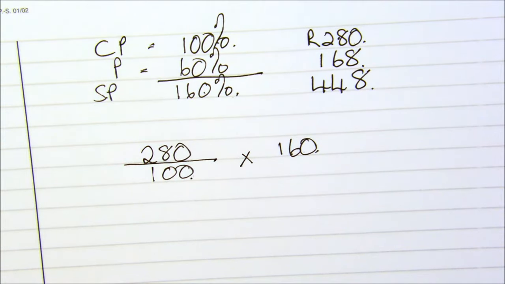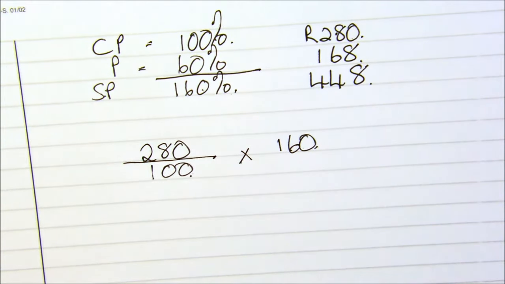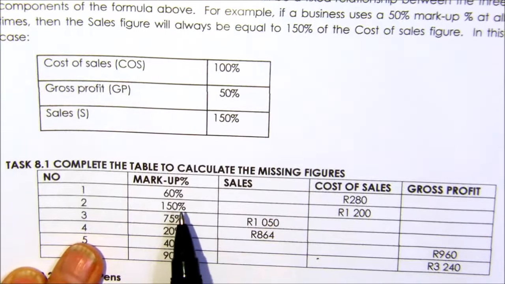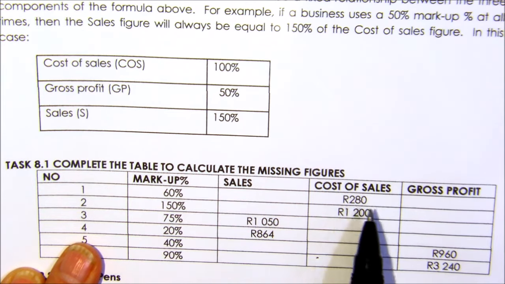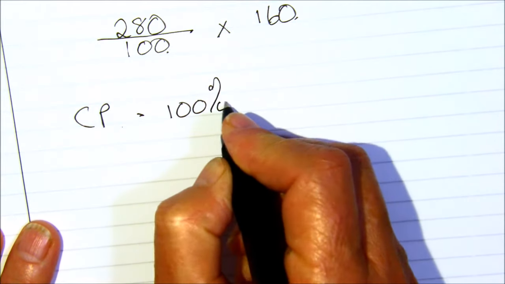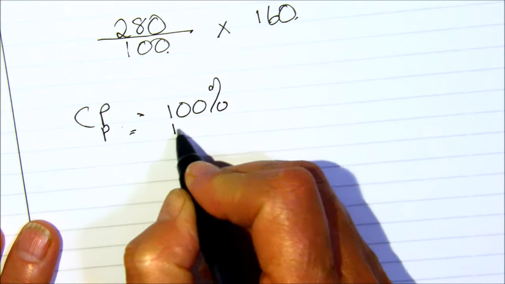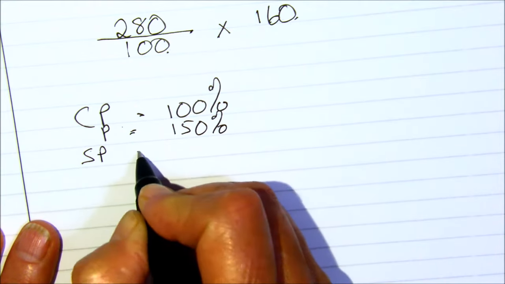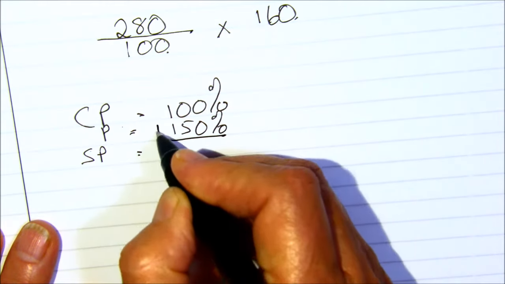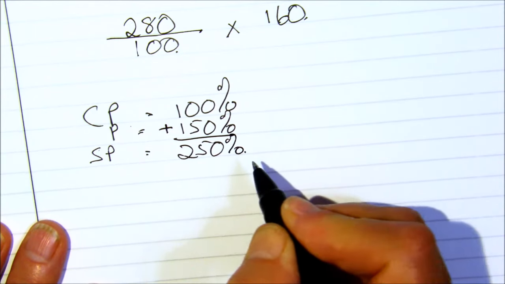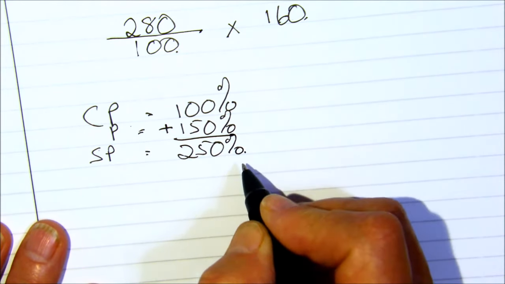Right, now let's go to the next one. The next one, number 2, you're given a markup of 150%. And again, you're given the cost of sales. So same story. Our cost price is always 100%, always our starting point. Our profit, in this case, is 150%. Watch this now. So the selling price is equal to the cost plus the profit. It's equal to 250%. In other words, your selling price is more than double.